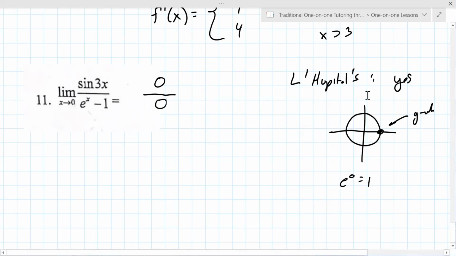So this is where you use L'Hopital's rule. Whenever you get this form, which is one of the indeterminate forms, you want to take the derivative of the top and the bottom separately. It is not quotient rule.